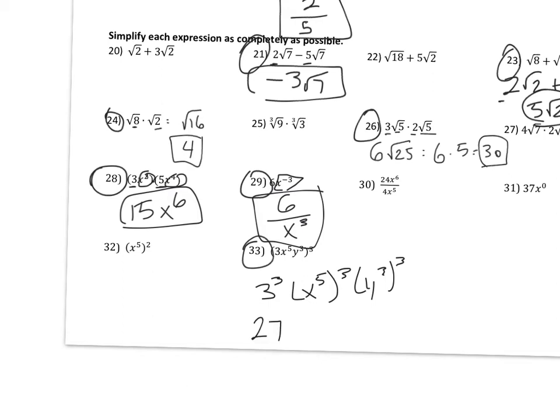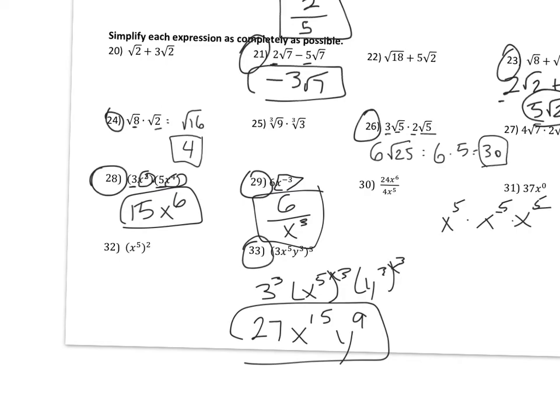X to the 5th to the 3rd, that means we multiply exponents, a power to a power. So I have x to the 15th. Y to the 3rd to the 3rd gives me y to the 9th. If you don't remember why that's true, think about what the 3rd power means. It means there are 3 of them. So x to the 5th times x to the 5th times x to the 5th. Now we add the exponents. 5 plus 5 plus 5 gives me x to the 15th, which is exactly what we get.